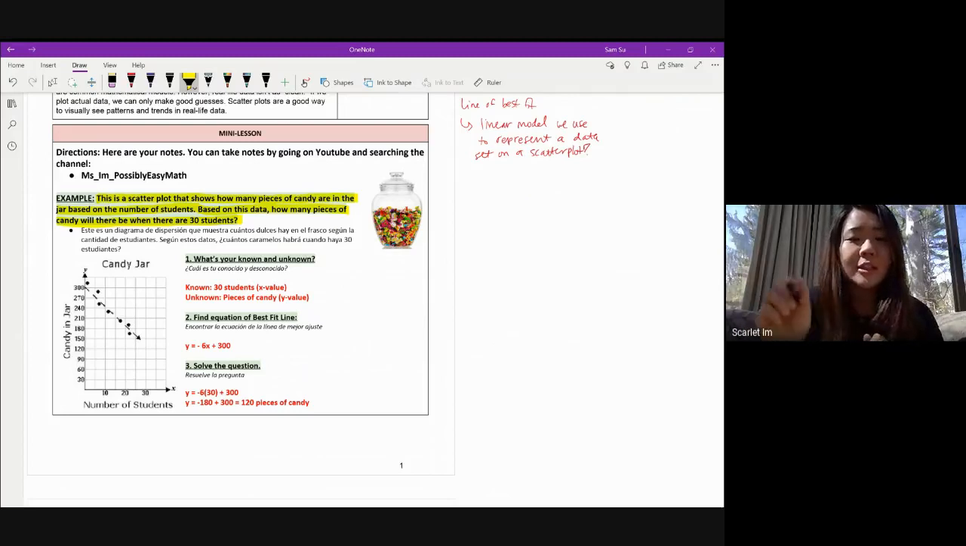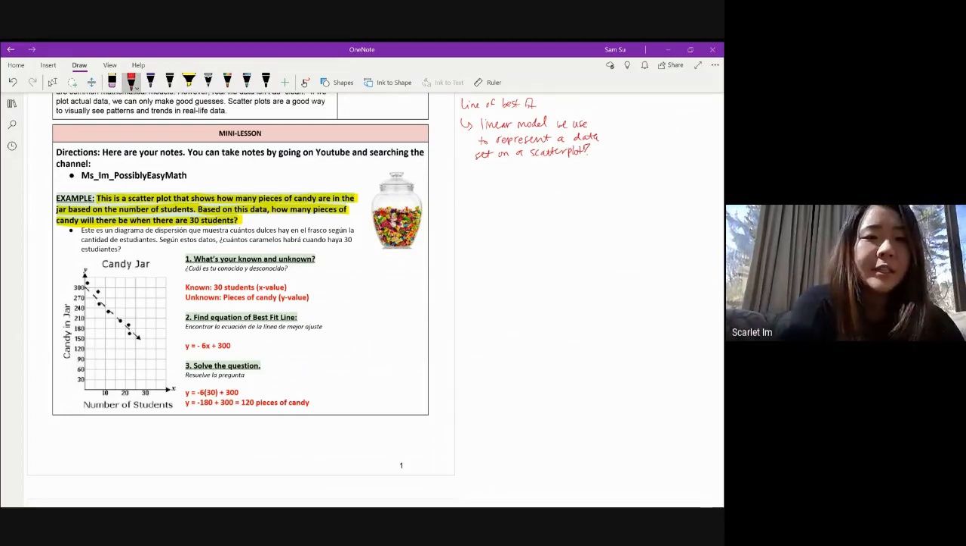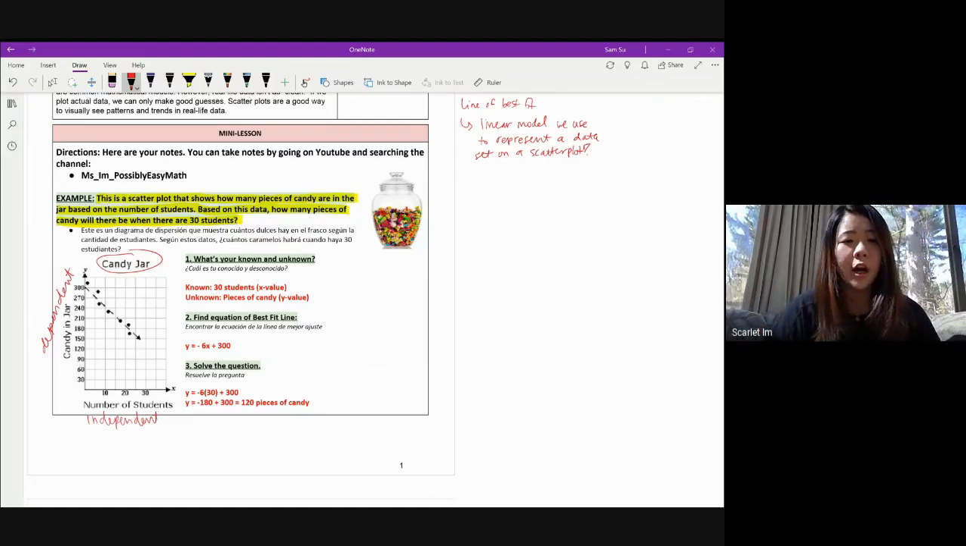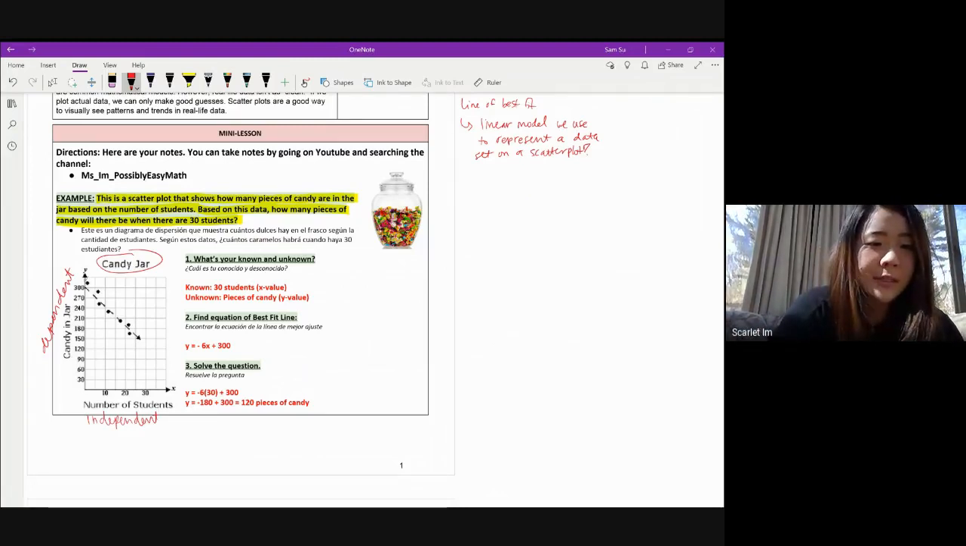So there is a candy jar. Our independent variable is the number of students, and our dependent variable is how many pieces of candy are in the jar. We see that there are some data points, as you can see by these dots here. These are data points that were collected. And we also have our line of best fit here.